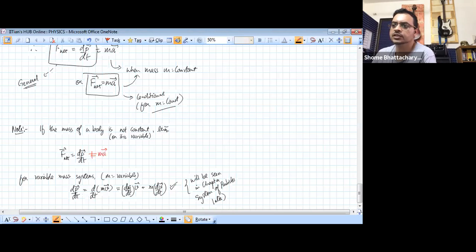Rate of change of m into v is rate of change of the first thing multiplied by the second plus the first thing multiplied by the rate of change of the second. Yes, the uv rule of multiplication. Okay.